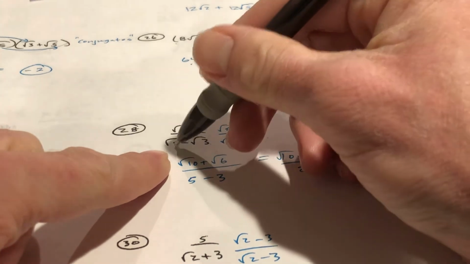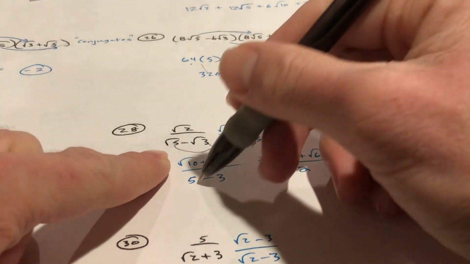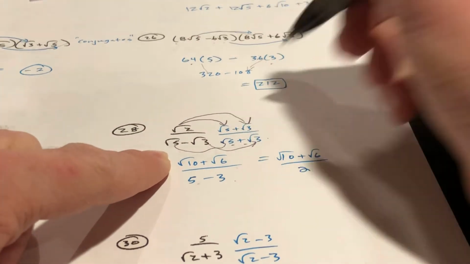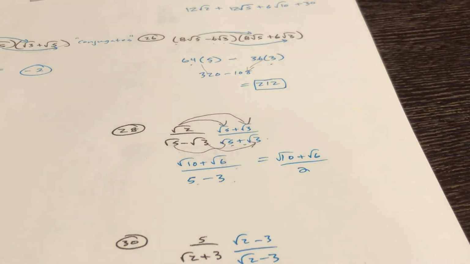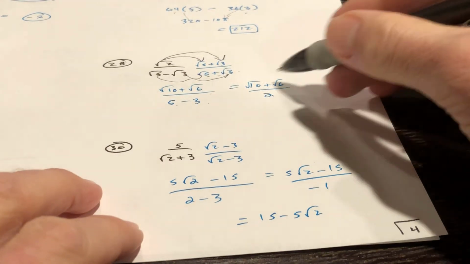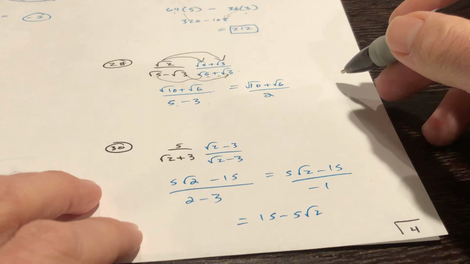Well, the bottom is going to be easy. It's just going to be 5 minus 3, which is 2. The top is going to be root 10 plus root 6. And it's not root 5 over root 3. There's nothing that breaks out of those radicals for root 10 and root 6, so it's just going to be that. If it's inside a root, I can't divide it by anything.